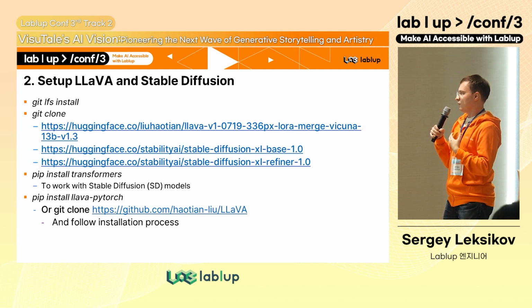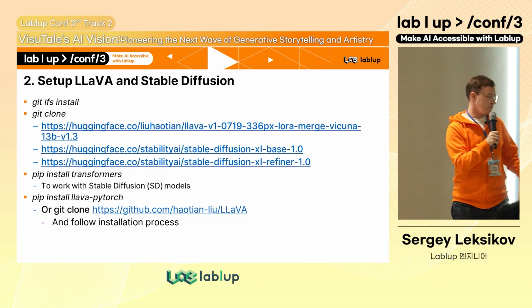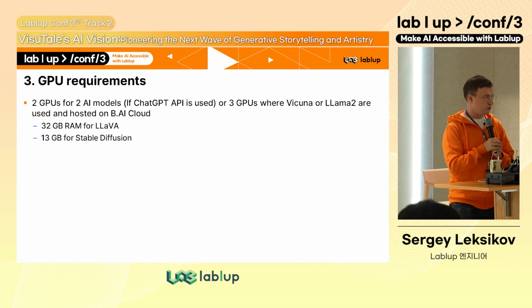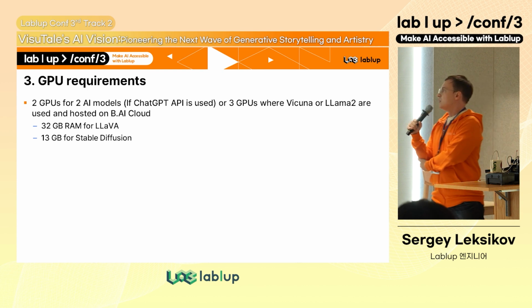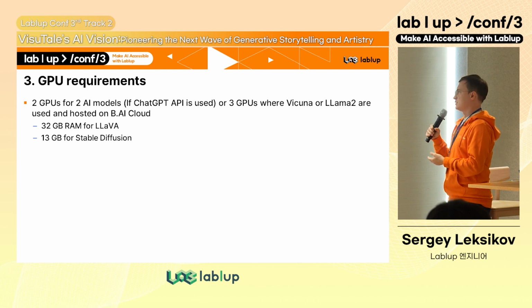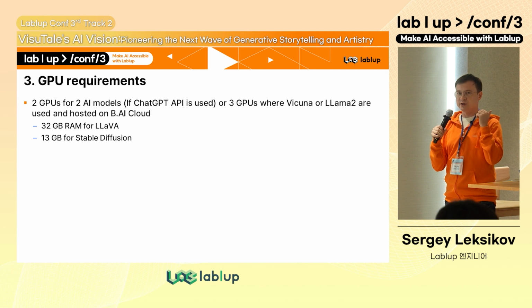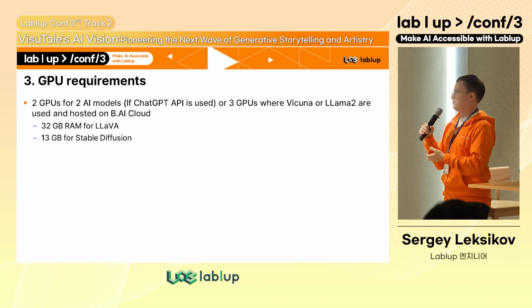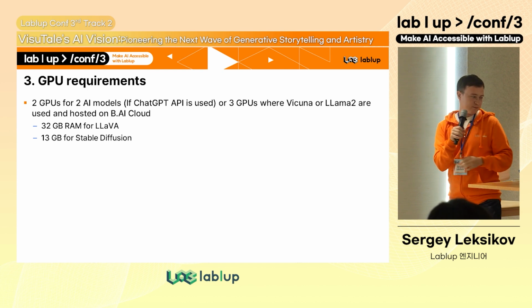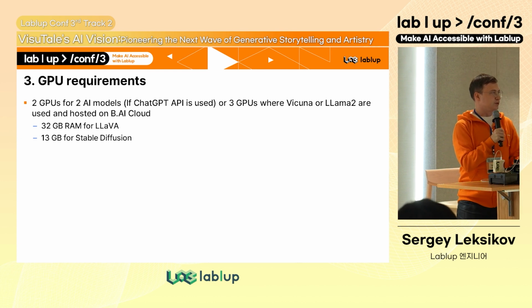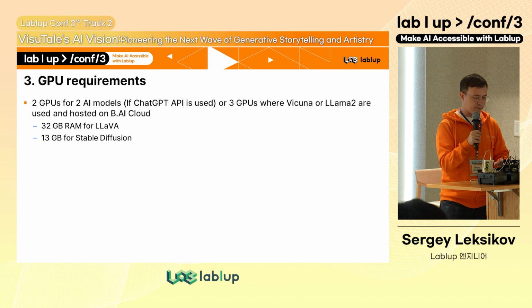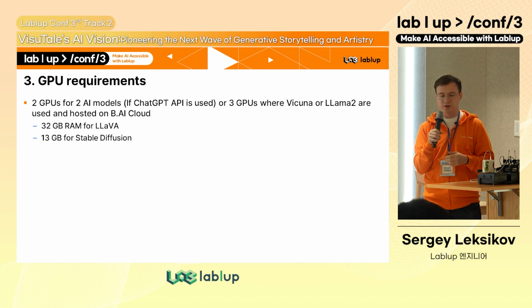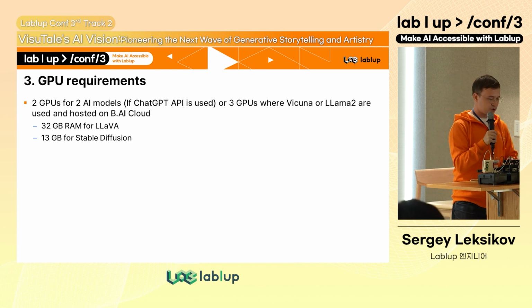The Transformers library provides functions to interact with Stable Diffusion models, and LLaVA PyTorch provides LLaVA functions to interact with LLaVA. So depending on the number of AI models, if ChatGPT is API based, then it's 2 AI models and 2 GPUs. But in a previous session in Lablup, we also had Llama 2, which is hosted on Backend.AI. However, ChatGPT provides some more interesting and better story making at this moment. And 13 billion LLaVA takes about 32 gigabytes of RAM, because LLaVA is both a vision and a language model, so that's why it has high consumption of RAM.